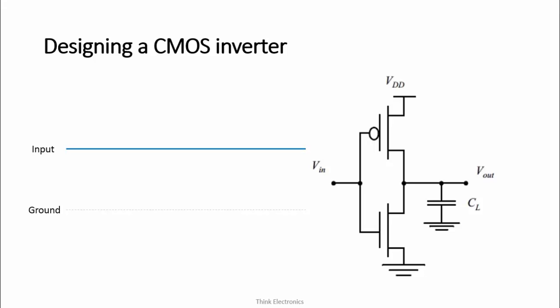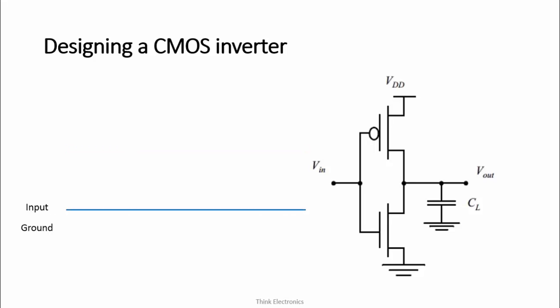So what will happen when we apply a high voltage input to the inverter is that the NMOS will be on and the PMOS will be off. So the output will be connected to the ground and gives us a 0. On the other hand, when we apply a low voltage input to the inverter, the NMOS will be off and the PMOS will be on, and the output will be connected to the source and gives us a 1.